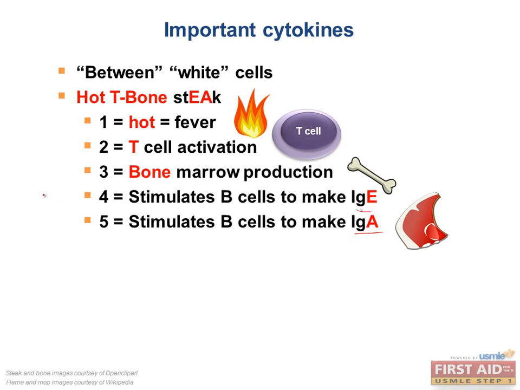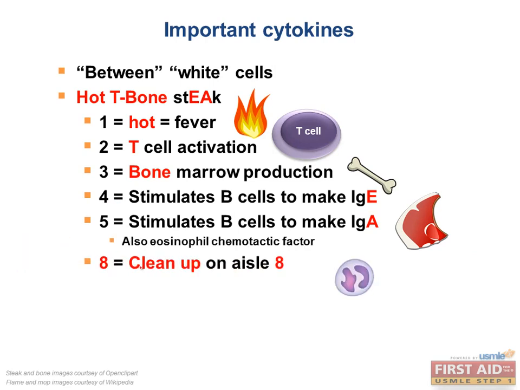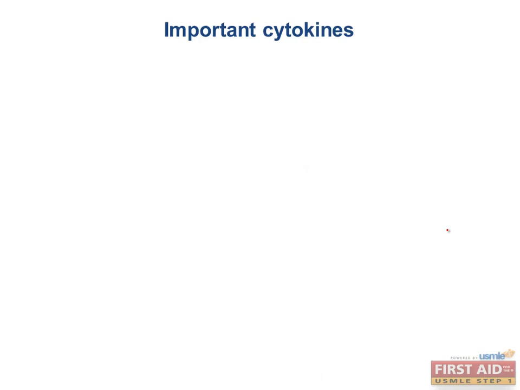respectively. So what else does interleukin 5 do? There's something special about this. It's chemotactic to a certain type of cell, and that is eosinophils. So interleukin 8, you can remember thinking of cleanup on aisle 8. Okay, cleanup on aisle 8, that is because, what is it? Chemotactic to neutrophils, right? There's something else that we talked about that was chemotactic to neutrophils. What was that? Part of the complement cascade? C5a. Yep, very good.